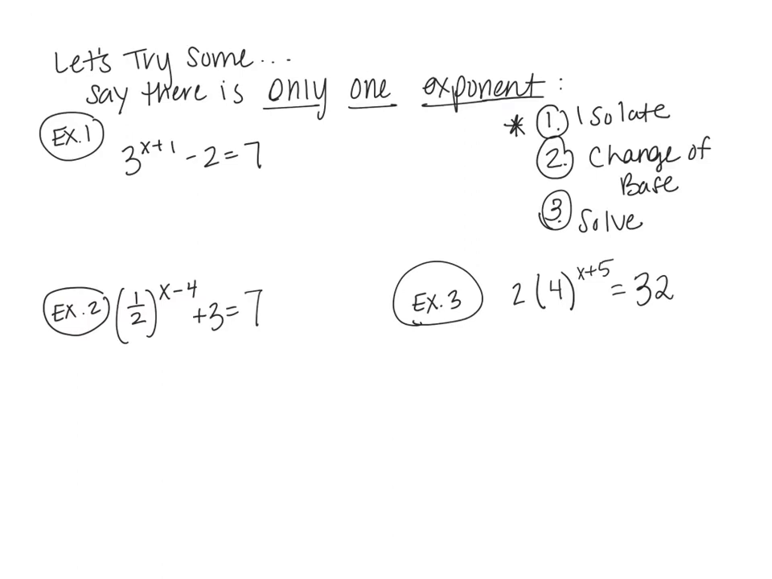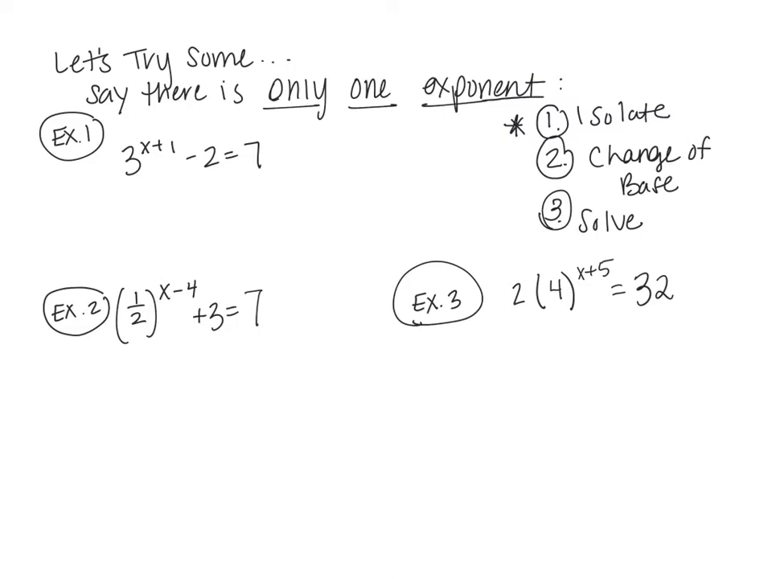Okay, so we're going to look at the first scenario that I discussed when we have only one exponent. So I noticed that even though we have lots of numbers, there's only one variable in an exponent. So what we want to do is isolate that variable or isolate that exponent there. We want to change the base to be a base that is the same and then we want to solve it. So let's look at what that looks like in a problem, okay?